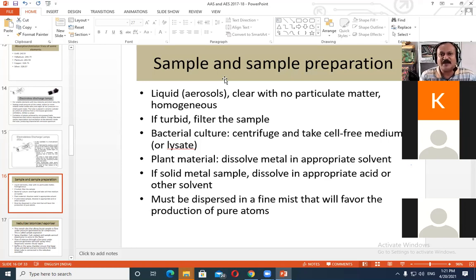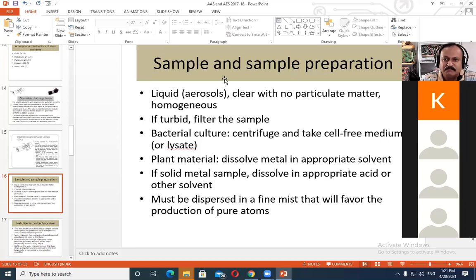Gold is a noble metal, isn't it? Will it dissolve in sulfuric acid? Concentrated sulfuric acid or concentrated hydrochloric acid? Somewhere in your chemistry text, you might have studied about this.